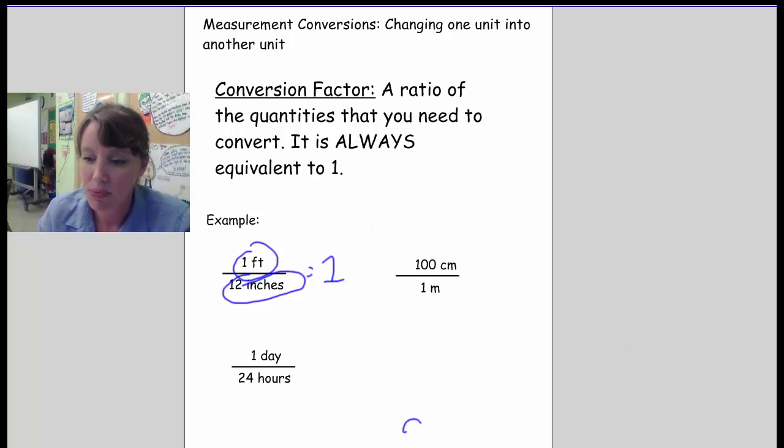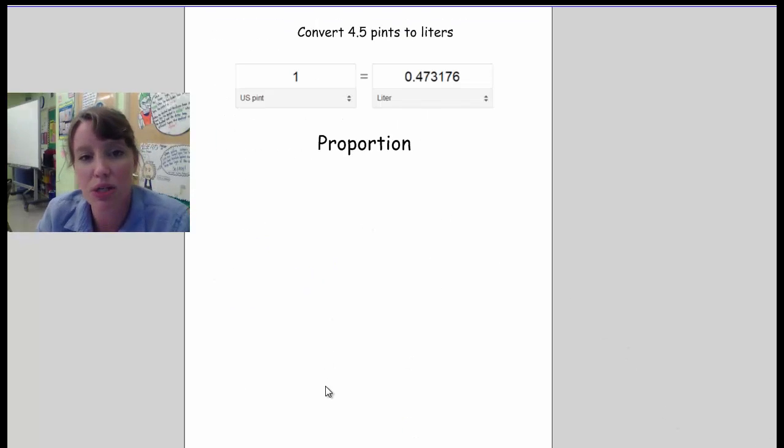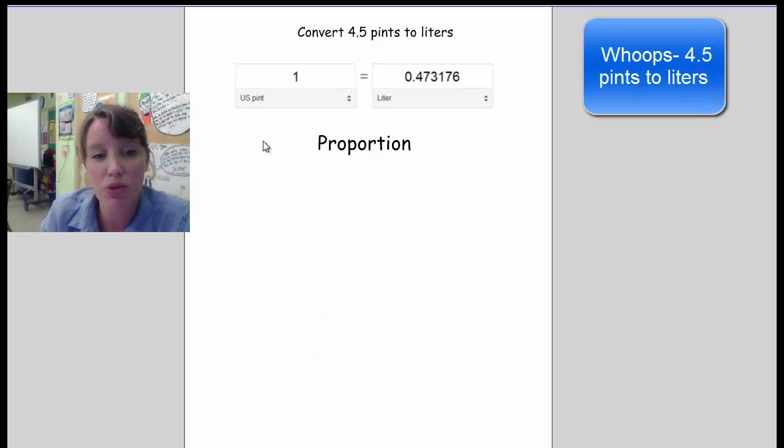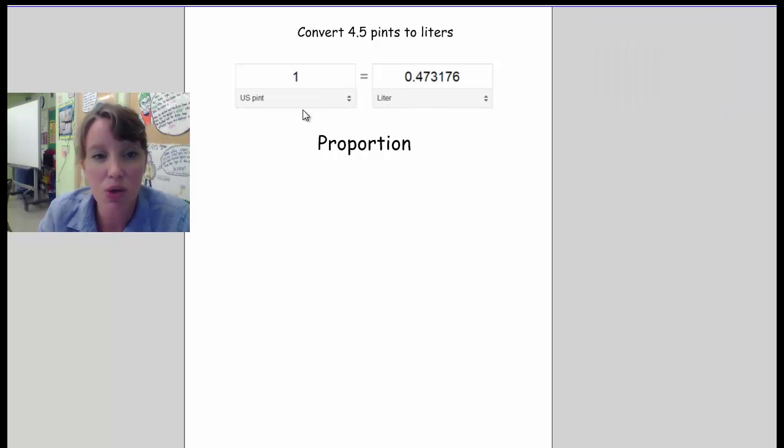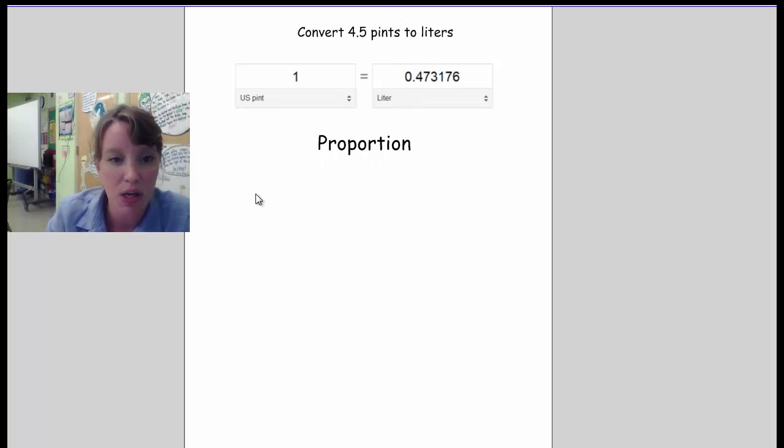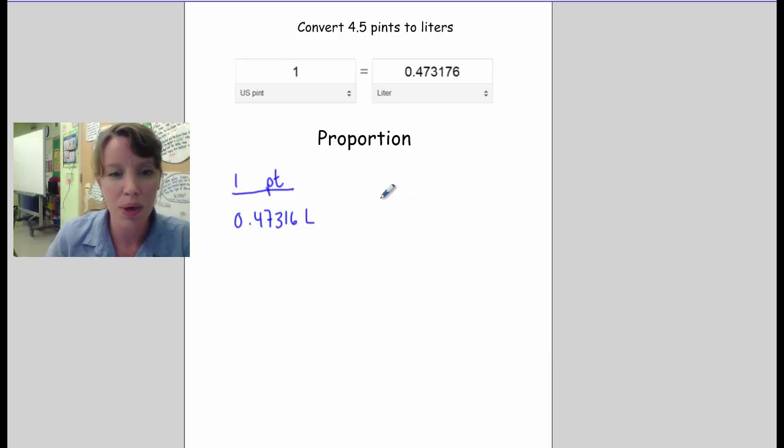Okay? So the first problem that we're going to encounter is converting 4.5 pints to liters. Okay, and I've used a Google search from pints to liters to come up with this equivalency. So 1 US pint is equal to 0.473176 liters. So I'm going to create a proportion. So I know that 1 pint is equal to 0.473176.